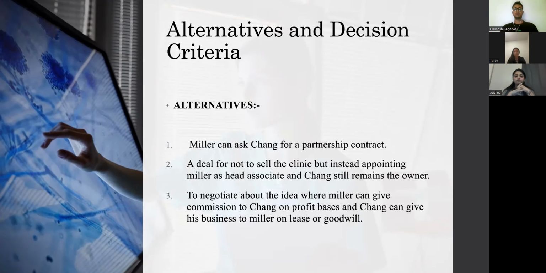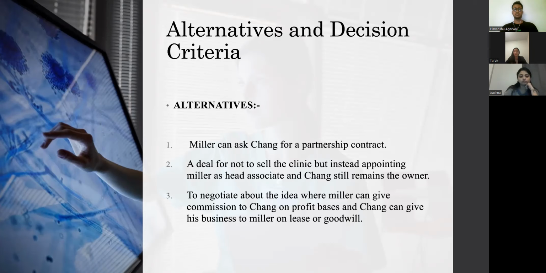So our first one is that Miller can ask Chang for a partnership contract. It's a bit unexpected, as it's already stated in the case that Miller is not interested in a partnership contract. But here, partnership is not what we think of as a 50-50 split. Here, partnership means an active and a dominant participant. By active, I mean Miller can be the active participant, the one who takes the responsibility to handle the clinic, to take care of how things are working and functioning, the functioning of the clinic in short.